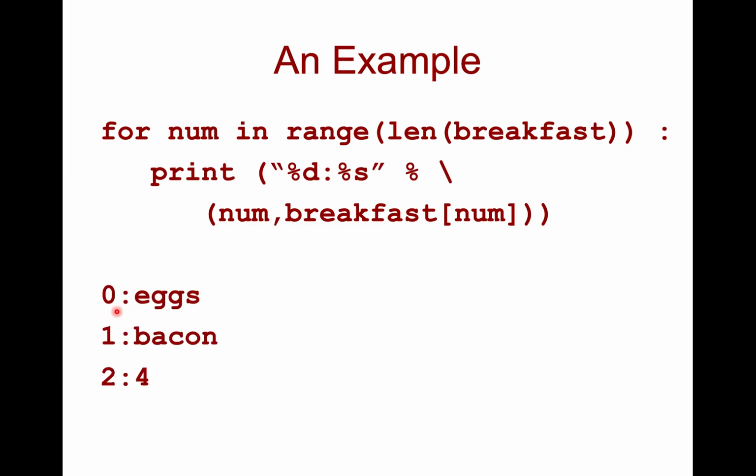Num is 0, breakfast at 0 is eggs. Num is 1, breakfast at 1 is bacon. Num is 2, breakfast at 2 is the value 4.